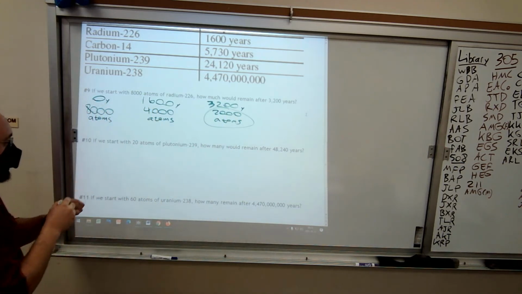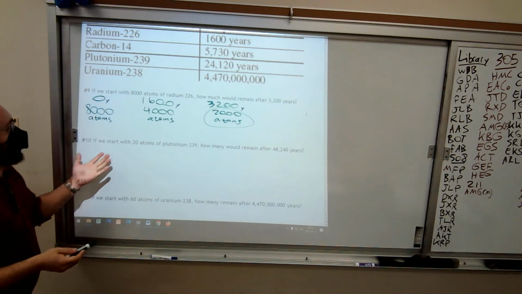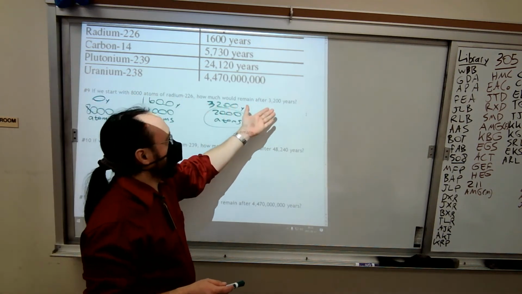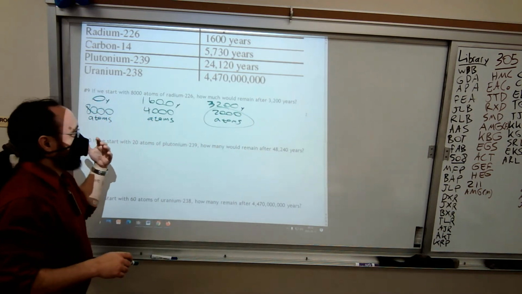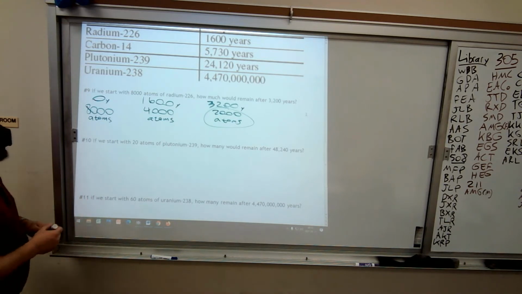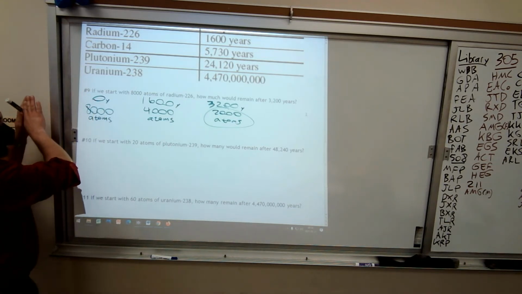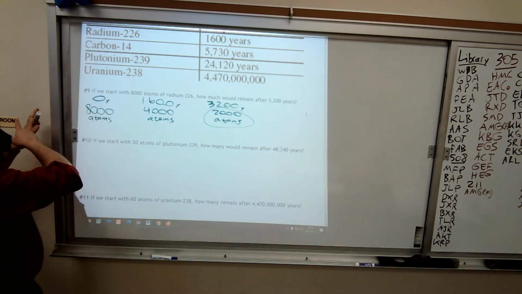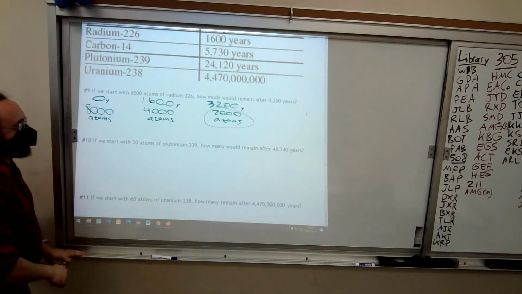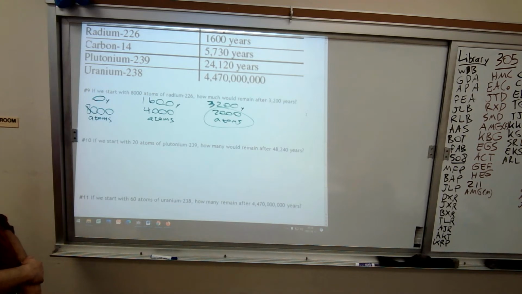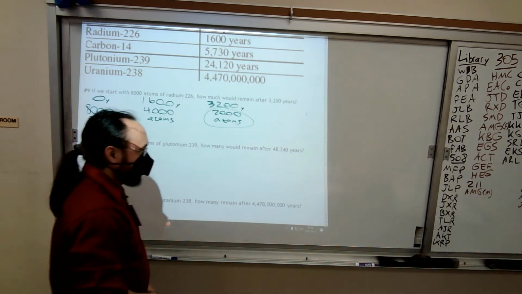2,000 is the answer. Now, some of these questions might ask, if you started with 8,000 atoms, how much would have been there 1,600 years ago? Then you'd have to go backwards. I know every 1,600 years they cut in half, but 1,600 years ago it would have been double. That's not what this question's asking, so I'm not writing it down, but the rest of those questions are kind of the same.